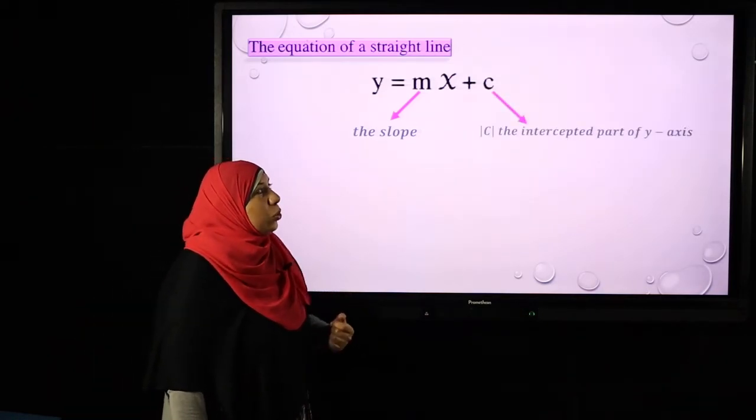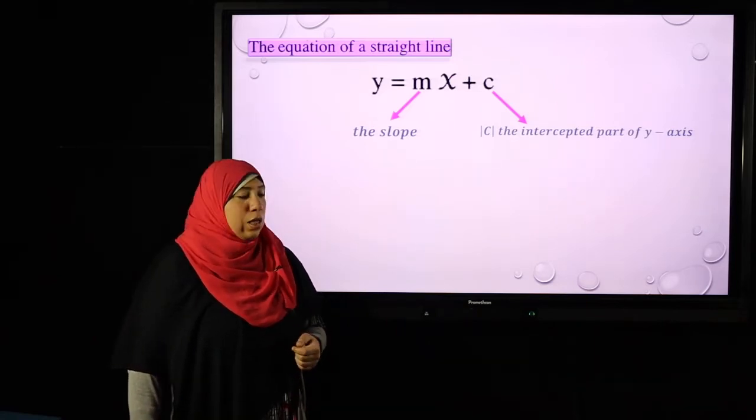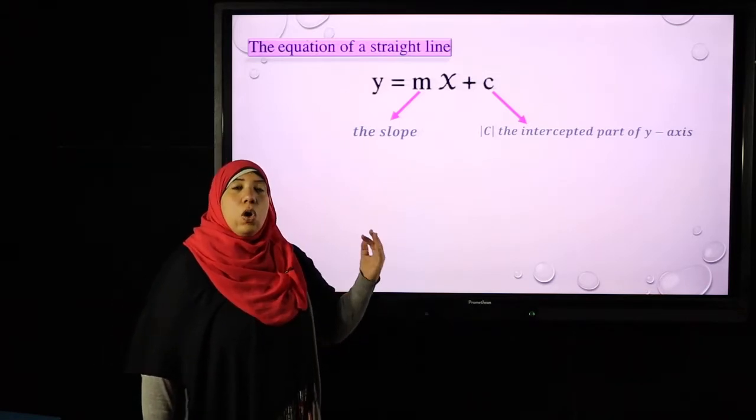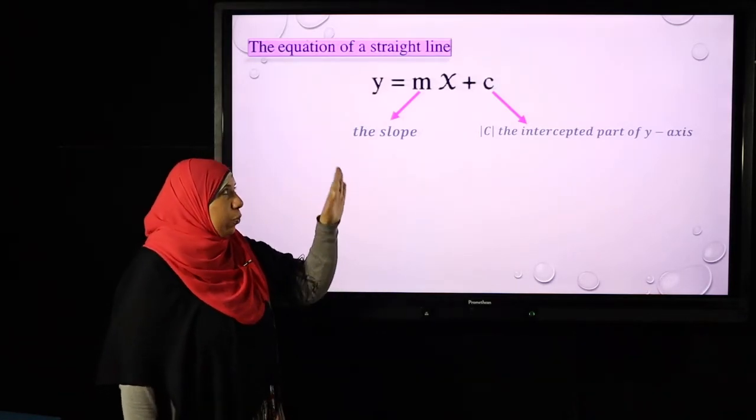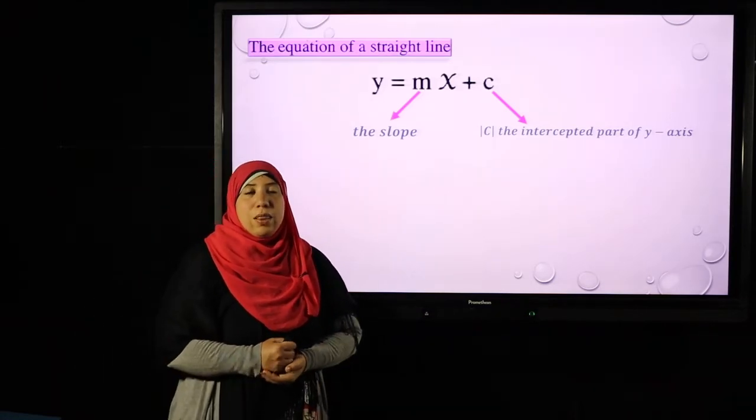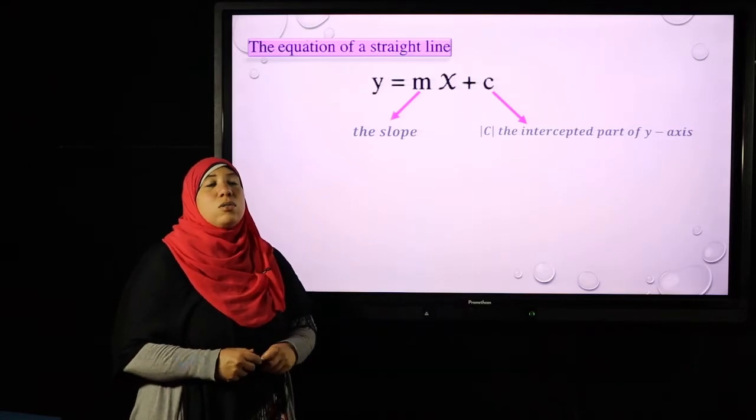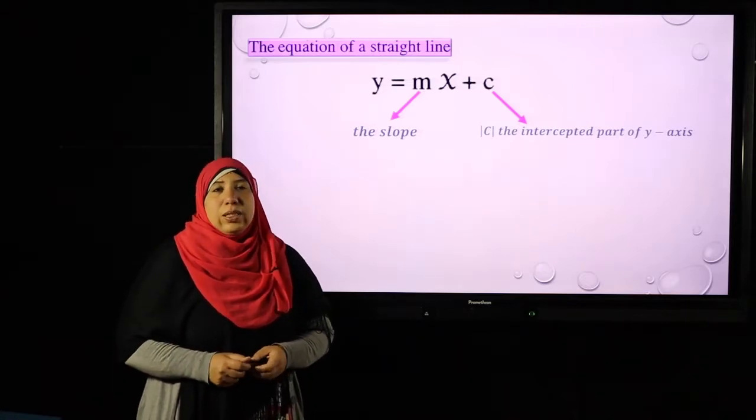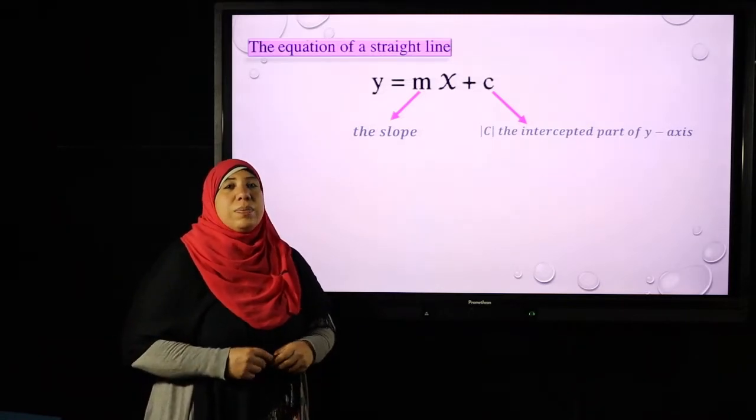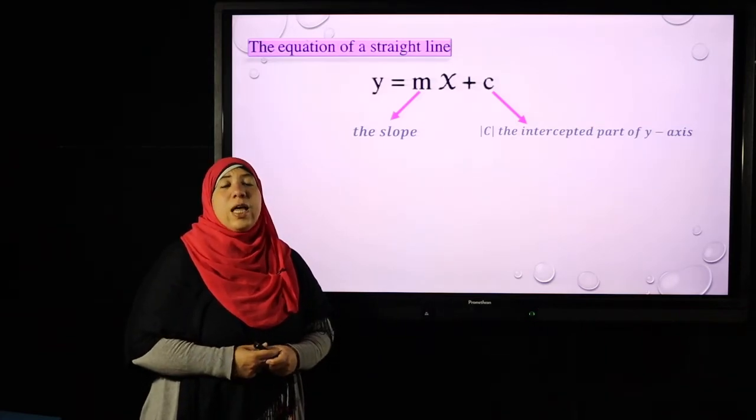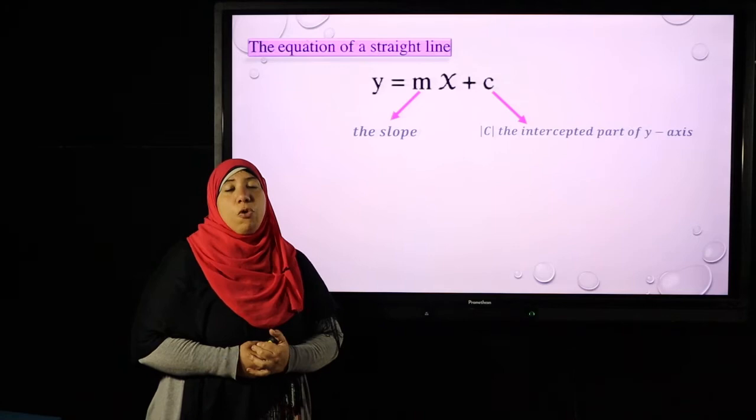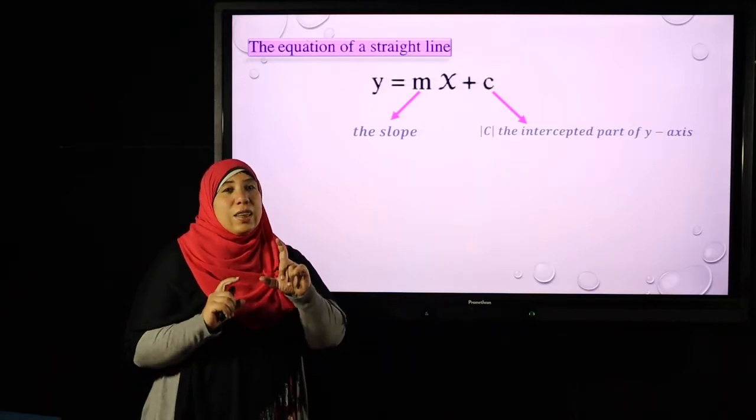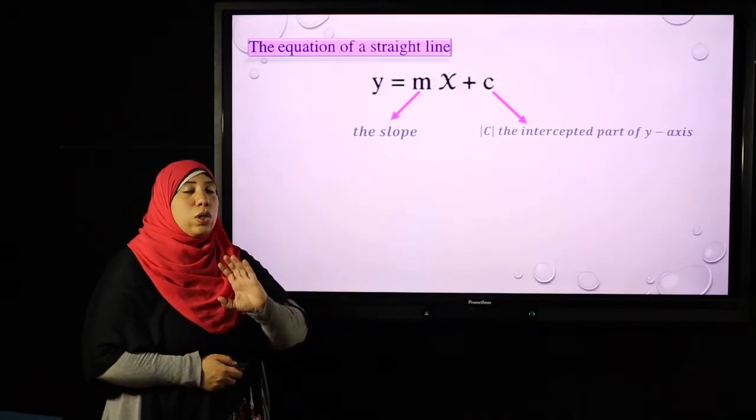c is the intercepted part of the y-axis. If you have a straight line cutting the y-axis at the point (0, 1), and another straight line cutting the y-axis at the point (0, 3), it means that the first straight line intercepts 1 unit from the y-axis and the other intercepts 3 units. And the intercepted part should be positive because it is the length of the part, whether on the positive or the negative part of y.